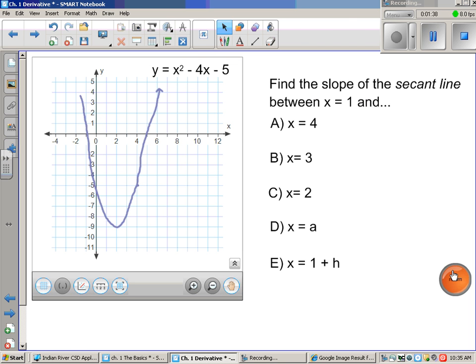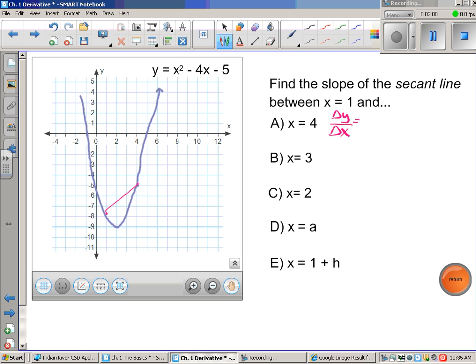So our goal here is to find the slope of the secant line between x equals 1 and x equals 4. So what that basically means is here's where x equals 1 crosses, and x equals 4 crosses here. And so I want the slope of that line. How do you find the slope of any line?